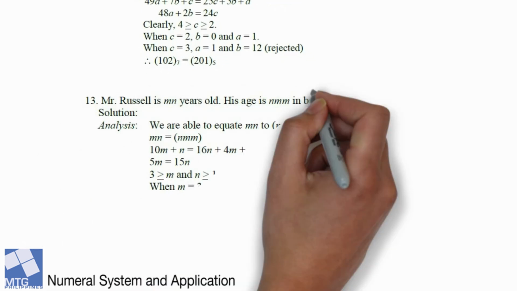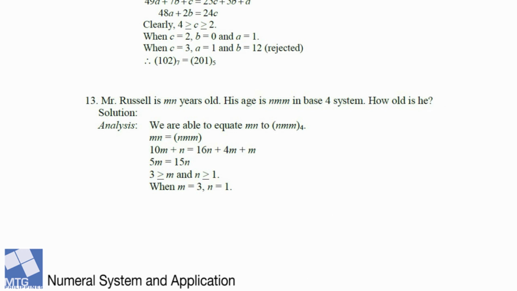For item number 13, this is just similar to the process that we have done for item number 11. The conditions are the following. Mr. Russell is MN years old and his age is NMM in base 4. So how old is he? For this, we will have MN is equal to NMM base 4. When expanded, we will have 10M plus N is equal to 16N plus 4M plus M. So we will have 5M equals 15N. So M is equal to 3N. Thus, we say that M is equal to 3 and N is equal to 1. Therefore, Mr. Russell is 31 years old.